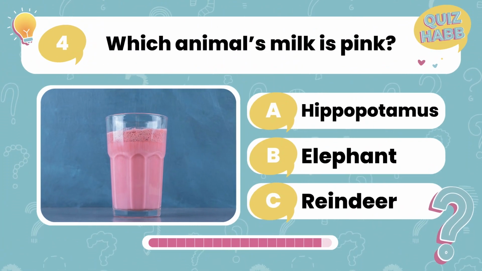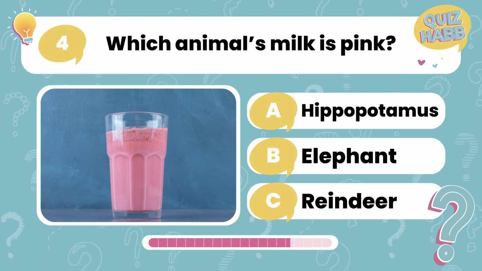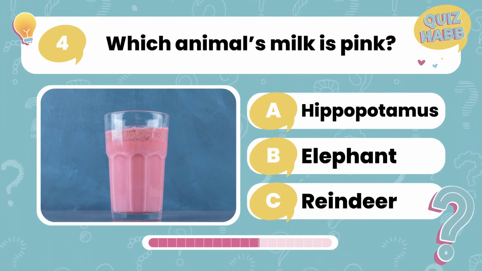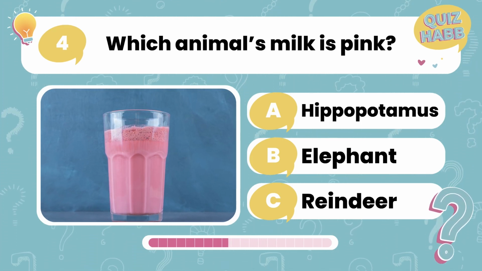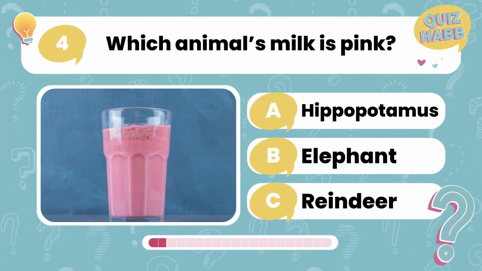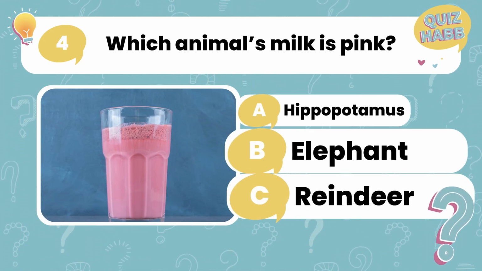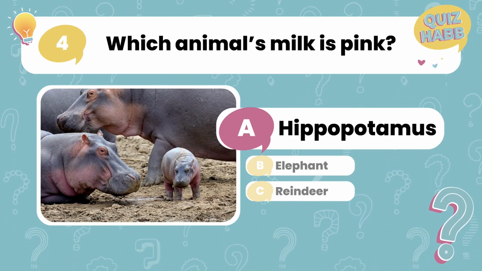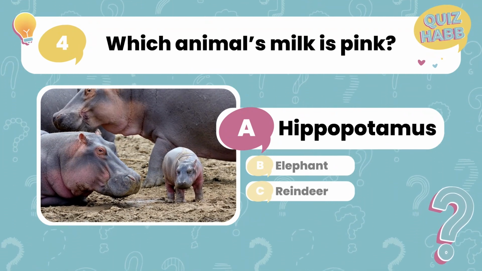Which animal's milk is pink? A. Hippopotamus. B. Elephant. C. Reindeer. Correct answer, hippopotamus. Its milk mixes with red, orange secretions.